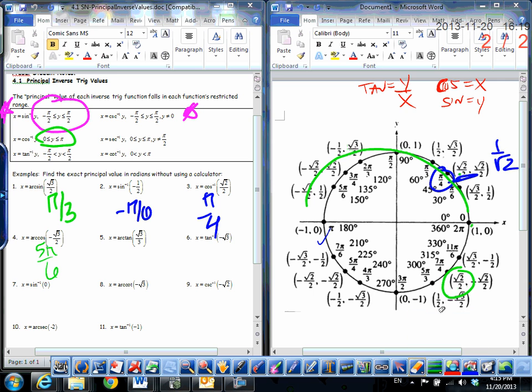So for tangent, remember, it's y over x. So if we want root 3 over 3, I got to remember that I'm going to be putting my y over my x. So it's got to be positive, and it's got to have a 3 in there. So that means all the ones that are negative are ruled out. So that means it's got to be in this quadrant, right?